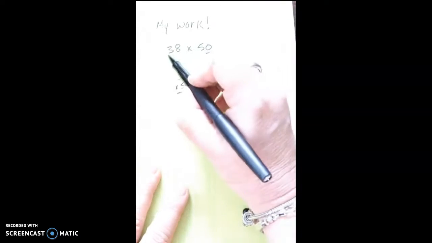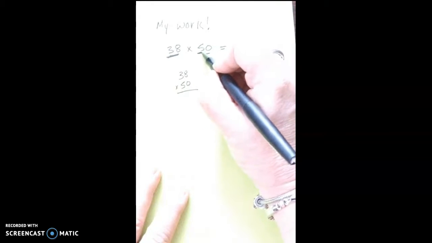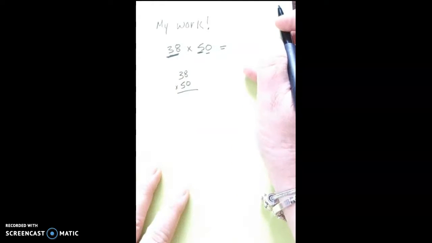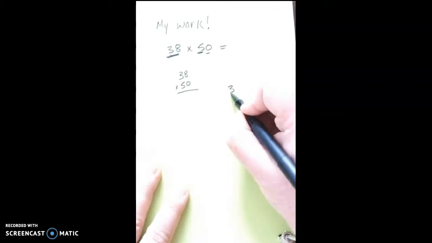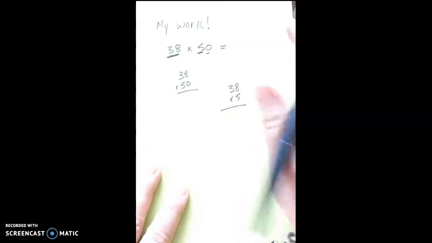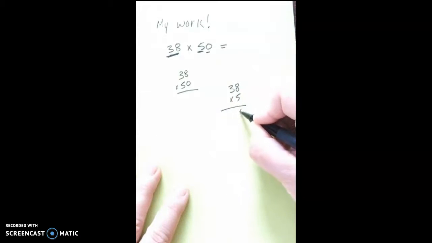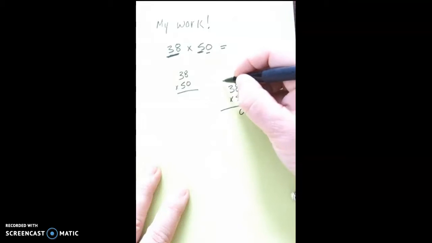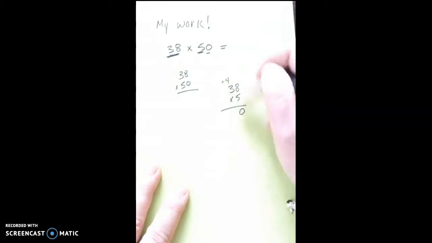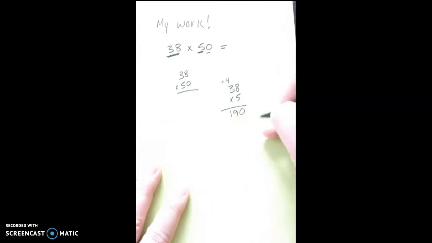I'm going to notice that I can multiply 38 times 5. I'm going to make sure that I show my work. 5 times 8 is 40. I'm going to regroup that 4 over here because that 40 is going to be added to the 10 spot. 5 times 3 is 15, plus 4 is 19, so 190.